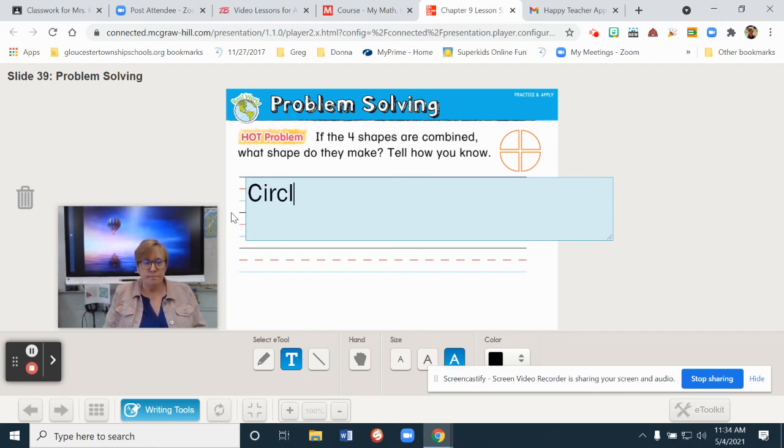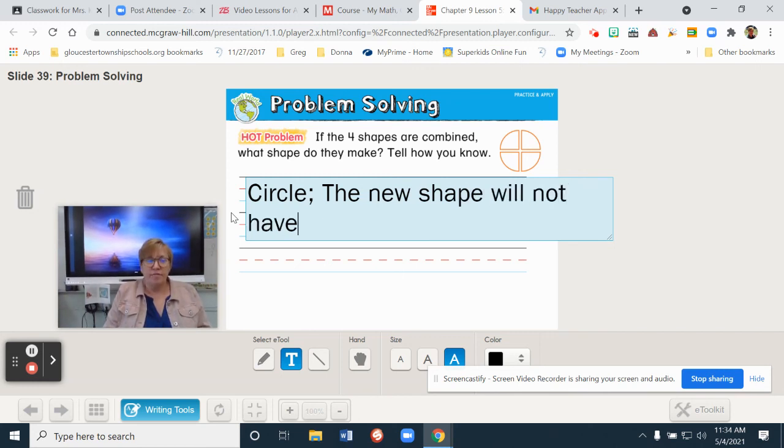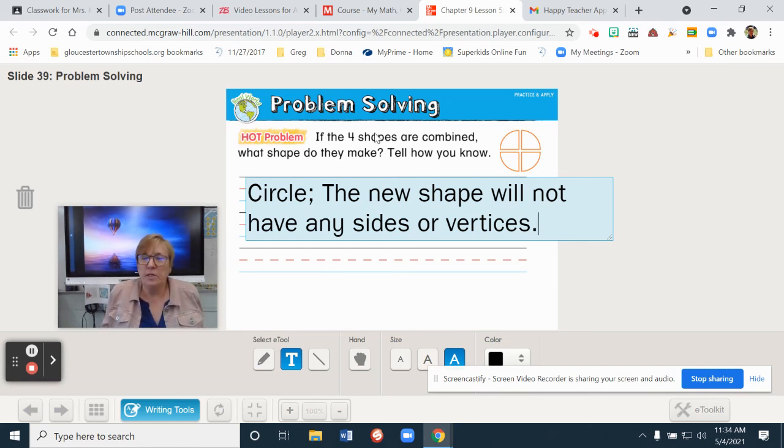Makes a circle. And how do you know? We know that the new shape will not have any sides or vertices. Okay, because when they push it together, right, it is nice and round there, curved, I should say.